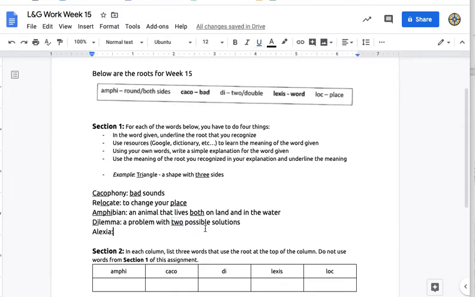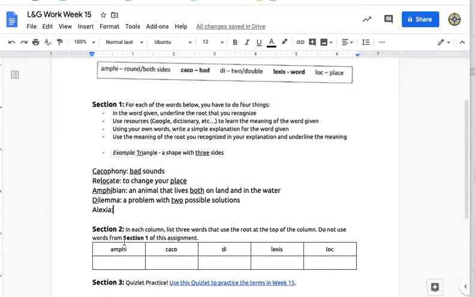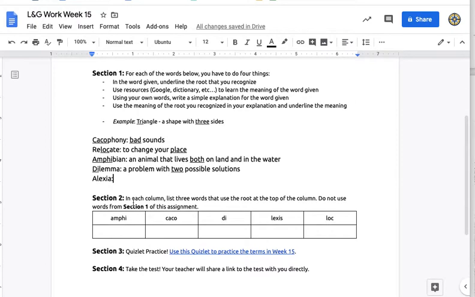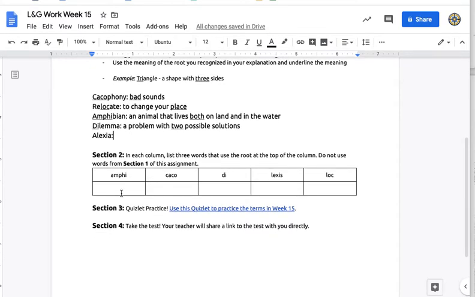I'm not going to spend time finishing section 1 because we're going to go on to section 2. Like I said before, section 1 is kind of tricky. There are 4 things you have to do. So section 2. In each column, list 3 words that use the root at the top of the column. Do not use words from section 1 of this assignment.